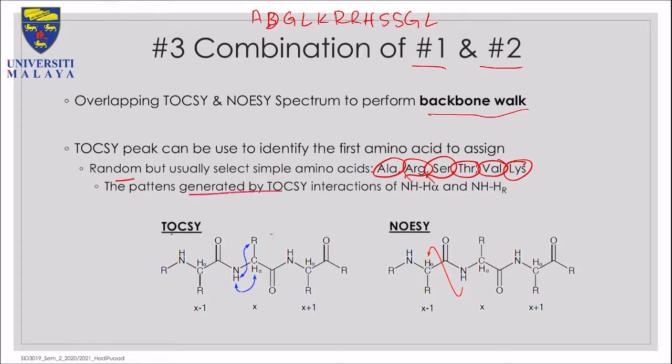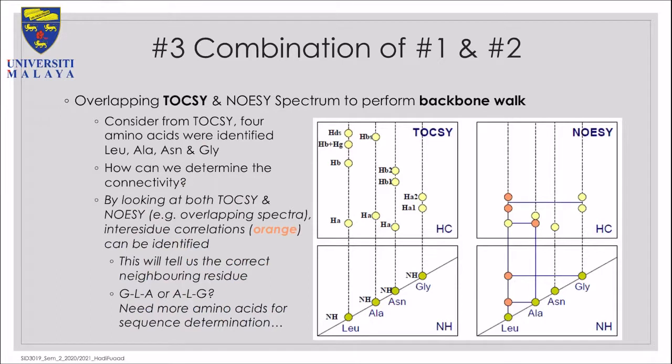Okay, so the pattern generated by TOCSY is the interaction of the amide and alpha proton, and the amide and the side chain proton. So TOCSY looks at that, but NOESY can also look at this. By looking at this, you can identify what the amino acid is. Okay, so overlapping TOCSY and NOESY spectra can be done to do a backbone walk.